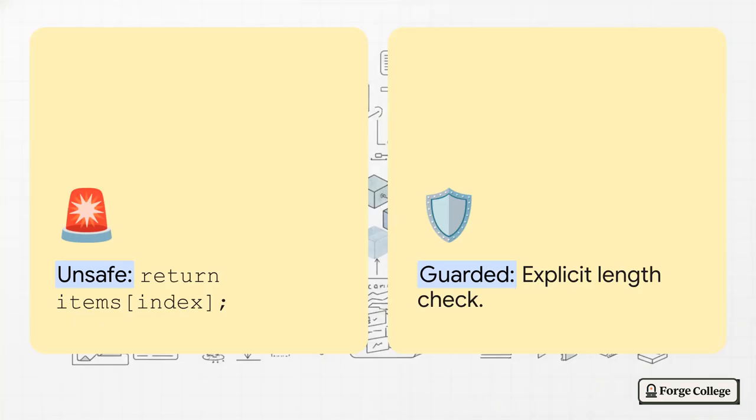But here's the easy fix. Adding an explicit length check guards your assumptions and completely neutralizes the vulnerability. Look at the left side. Our unsafe code is basically just blindly hoping the index is there. But on the right, that tiny require statement forces the contract to actually verify the index exists within the bounds before proceeding. It is literally one small line of code that prevents a massive headache.